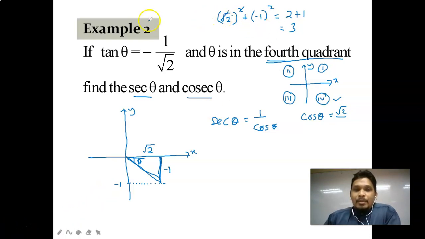Okay, so please refresh and recall the Pythagoras theorem, x squared plus y squared equal to z squared. And 3 is considered as z squared, so then z equals the square root of 3. So it means that, recall, the hypotenuse of this triangle is the square root of 3.